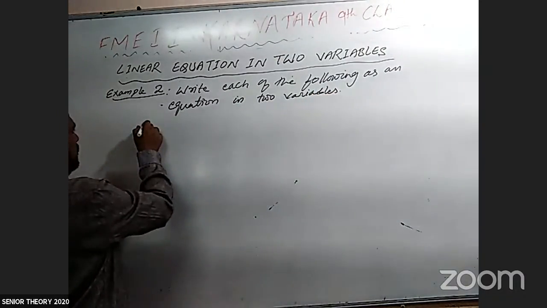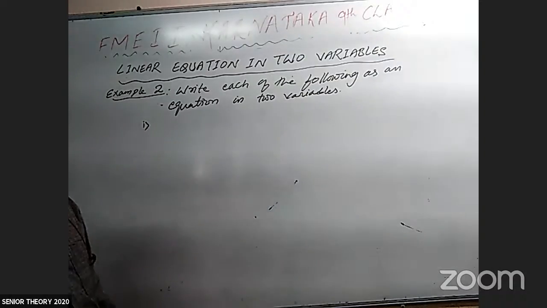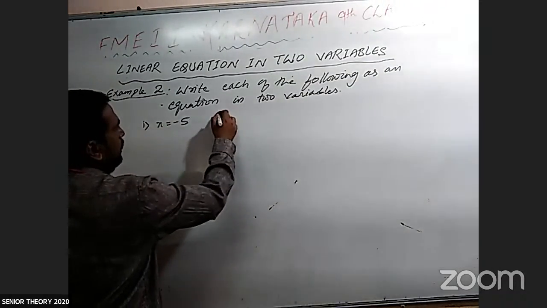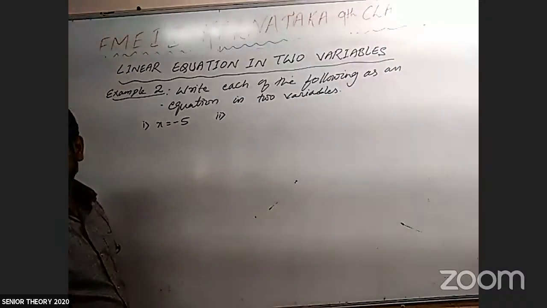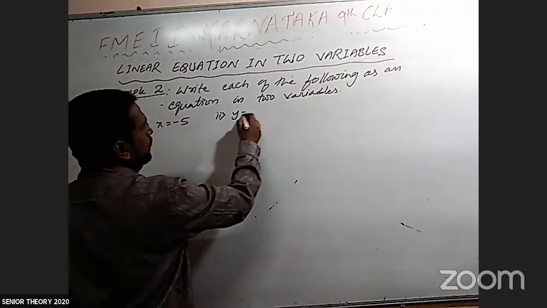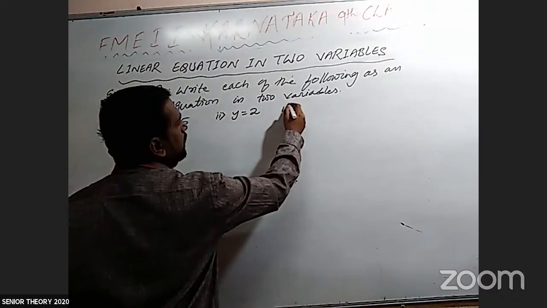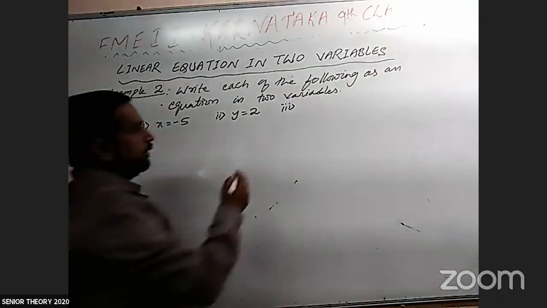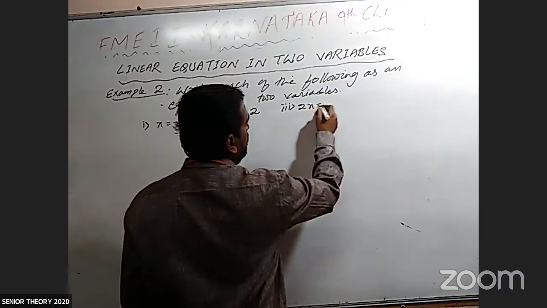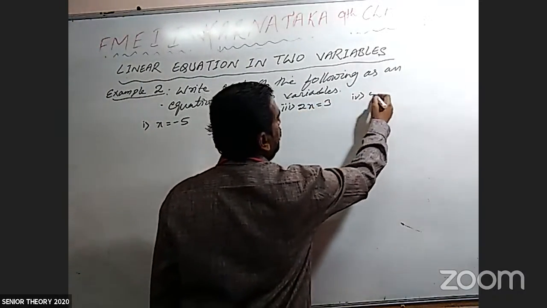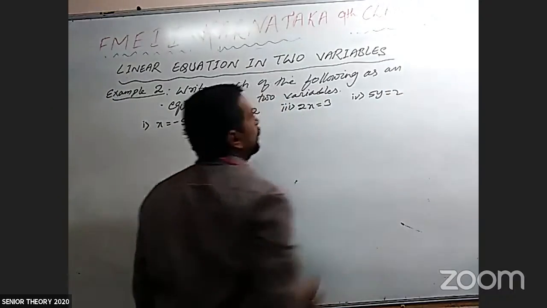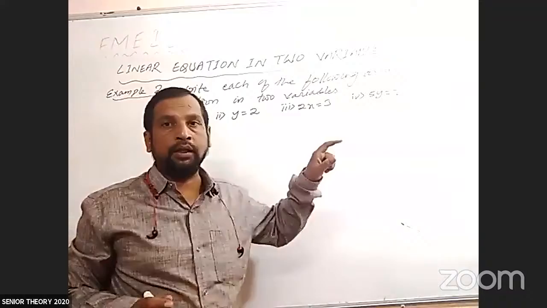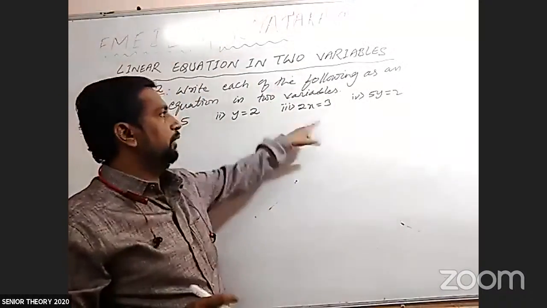Number one is x equal to minus 5. Second one, y equal to 2. Third one, 2x equal to 3. Fourth one, 5y equal to 2. Here, different examples are given in one variable.